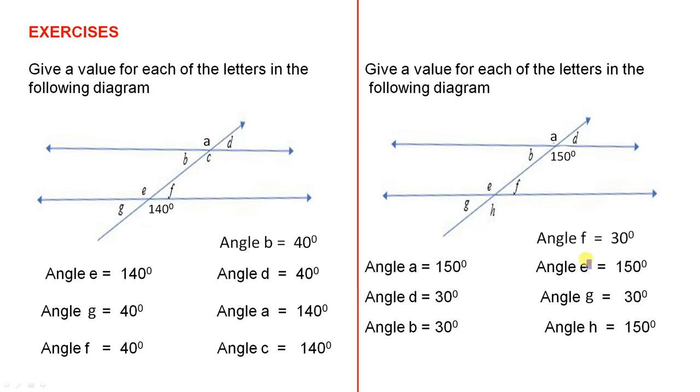Cointerior angles. Angle E equals 150. Cointerior angles. Angle G equals 30. Corresponding angle with B, because B is 30. And angle H is 150. Corresponding angle with that one.